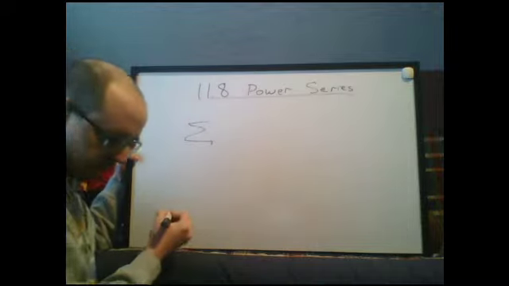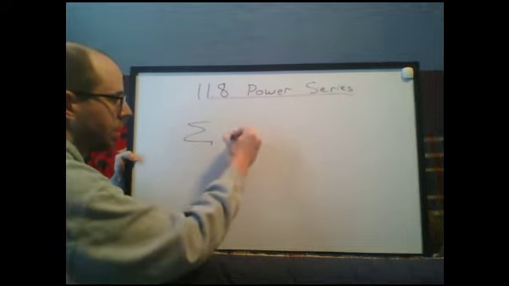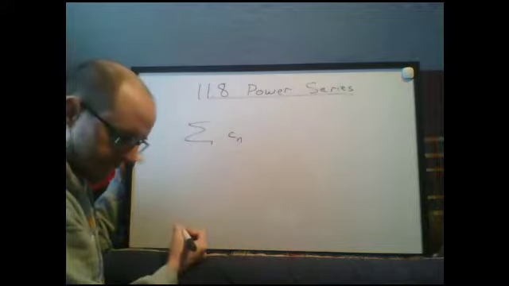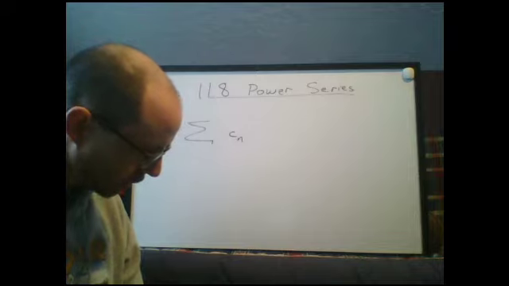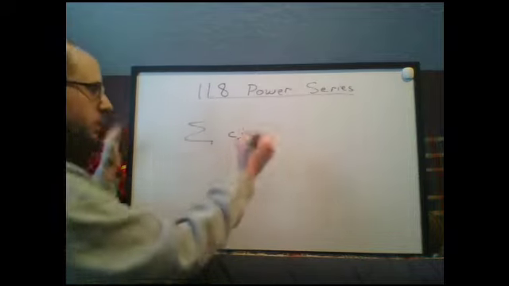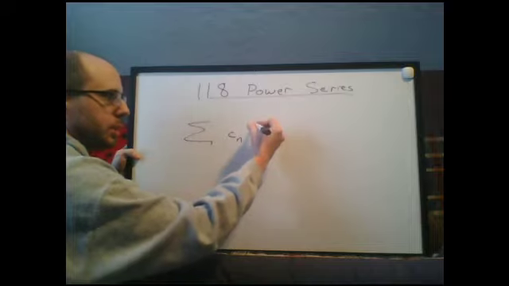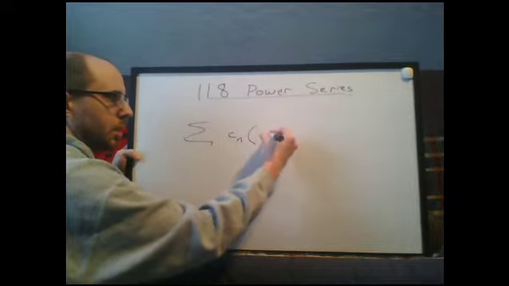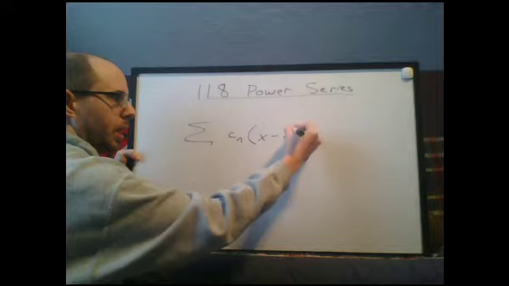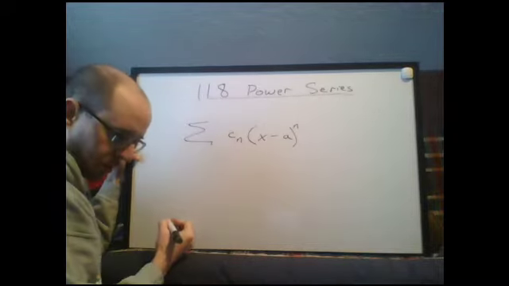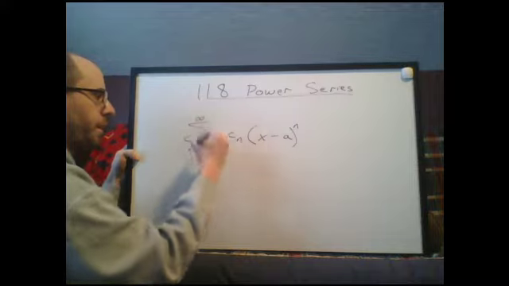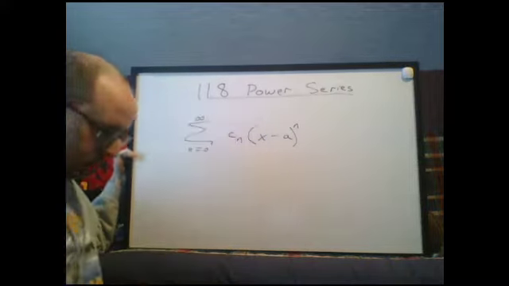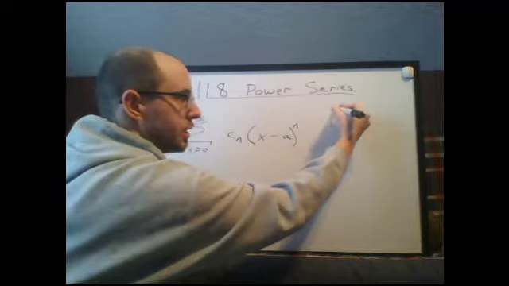A power series is a series, I suppose I should do it like this: the summation of Cn times (x minus a) to the nth power as n goes from 0 to infinity. So this is a power series centered at a.